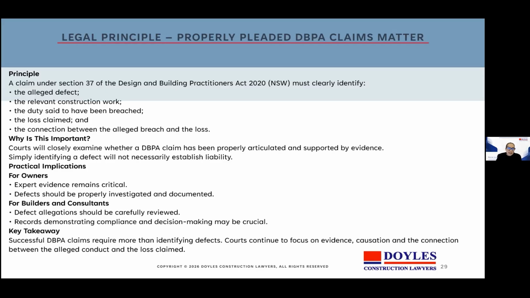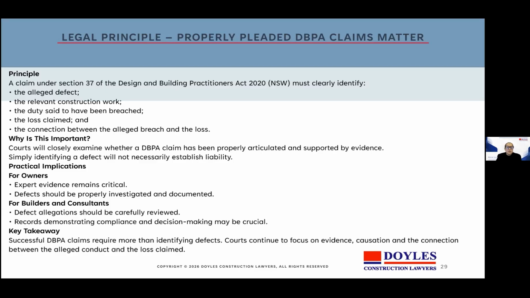For owners, expert evidence remains critical. Defects should be properly investigated and documented. And for builders and consultants, defect allegations should be carefully reviewed. Records demonstrating compliance and design decision-making may be critical. So a DBPA claim has to spell out the defect, the work, the duty, and the loss, as well as the causal link. Simply pointing to a defect isn't enough.